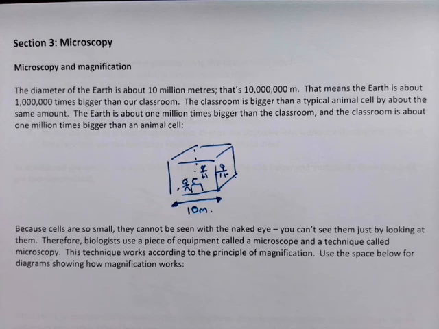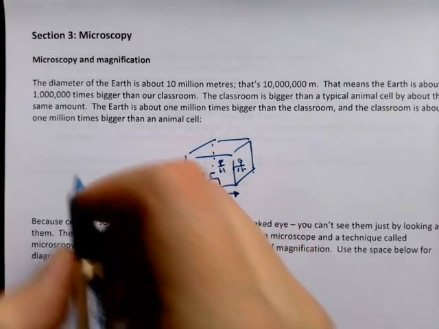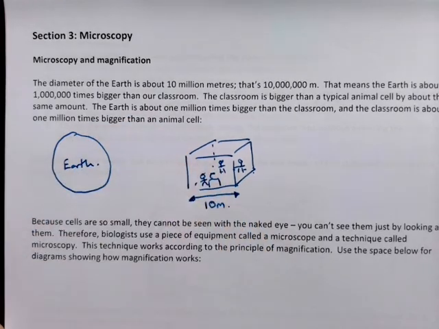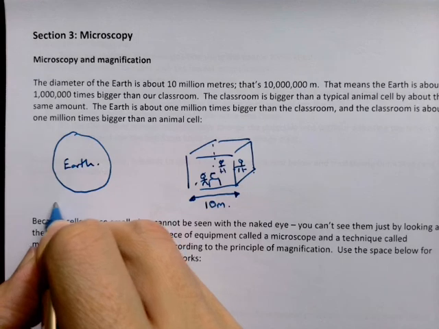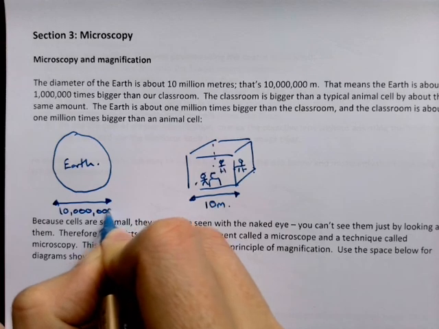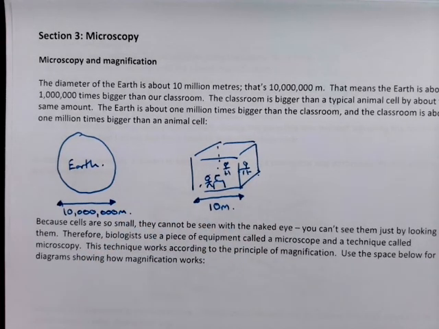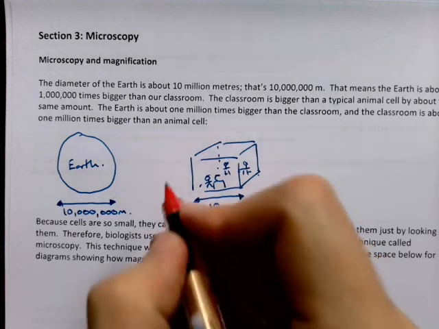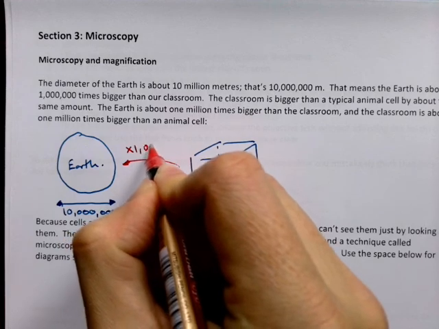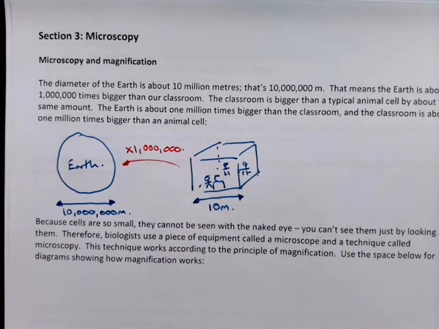Now, if that's 10 meters wide, and then this is the Earth, this is not to scale. The Earth has a diameter of 10 million meters. So if I want to go from our classroom to the Earth, I need to multiply it by 1 million. Just think about that number for a moment. The Earth is 1 million times bigger than the classroom. Just think about how big the classroom is and how big the Earth is.